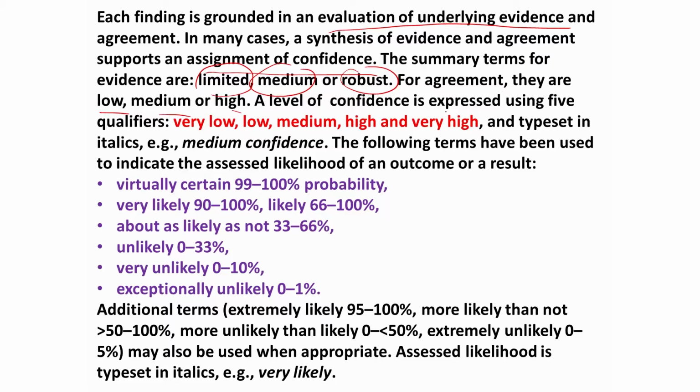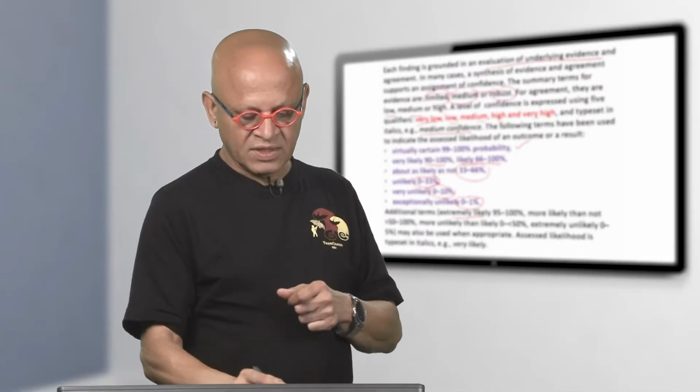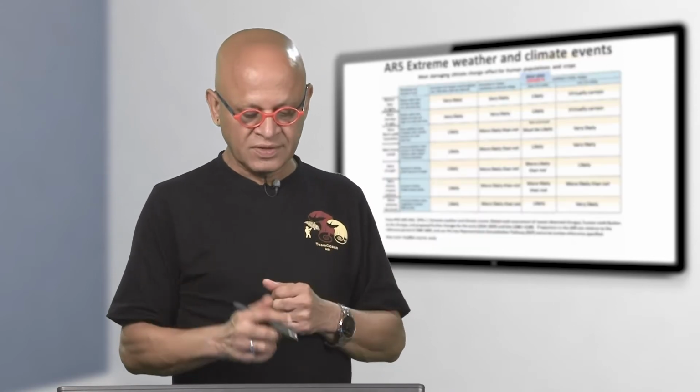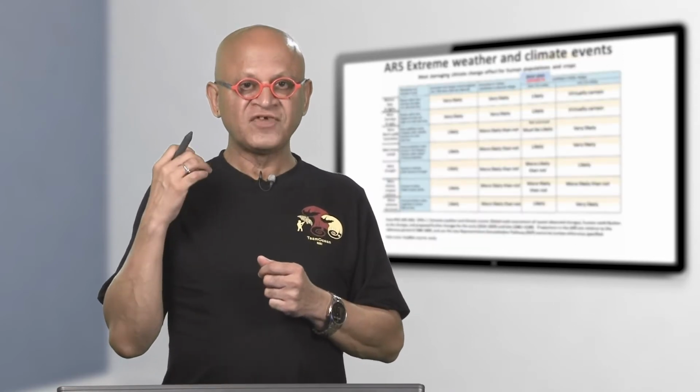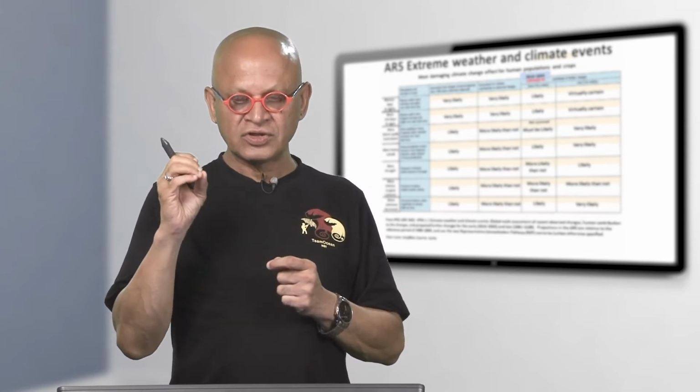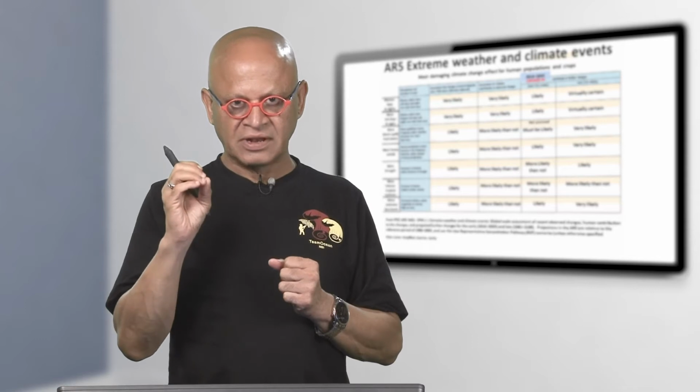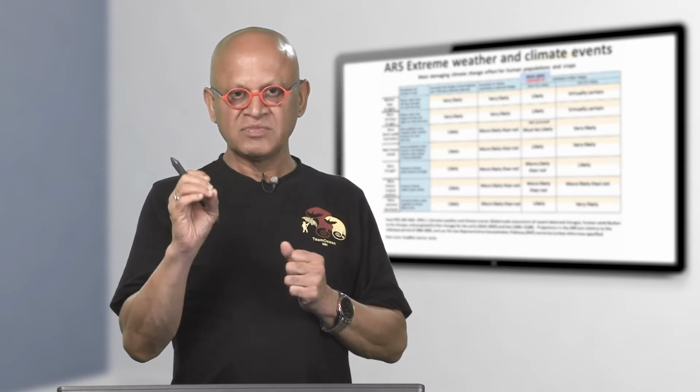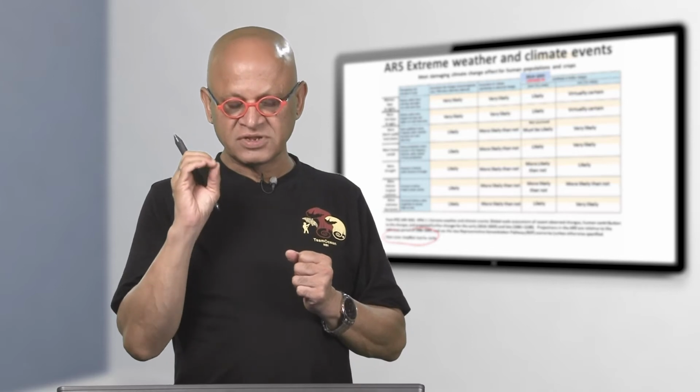So when level of confidence is expressed, there are 5 qualifiers that are used: very low, low, medium, high, and very high. And these are expressed in italics. So virtually certain means the confidence is 99 to 100%. That's very high, also referred to as virtually certain. So you can say the fingerprint of human activities on observed warming is virtually certain. We are almost 100% sure that human beings have contributed to the warming we are observing now.